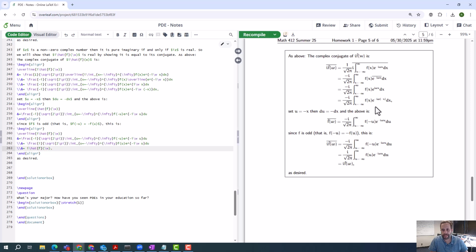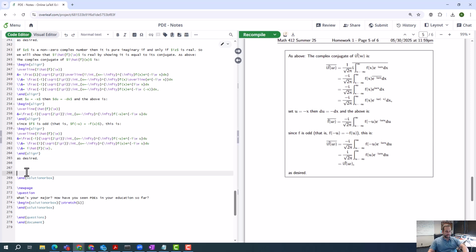So we do this computation, we come down, we get this. Now we do a change of variables, and we have f of minus u. That's what we have here. But since f is odd, f of minus u is equal to minus f of u. The minus comes out and cancels with that minus sign, and so we just have this. But this is just I times the Fourier transform of f, and that's what we wanted. Okay, so now we've proven this.